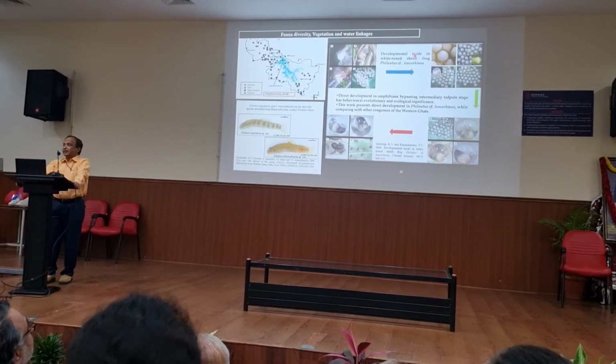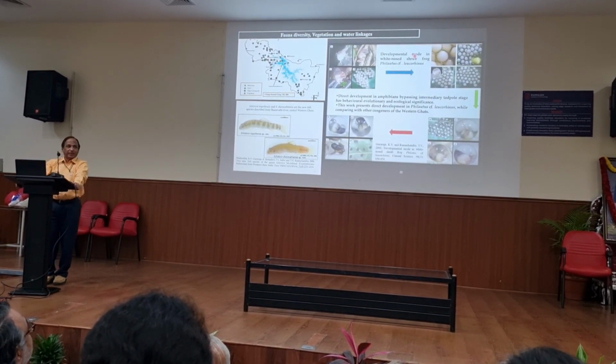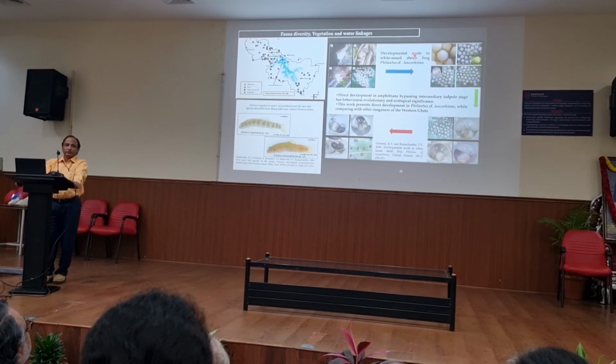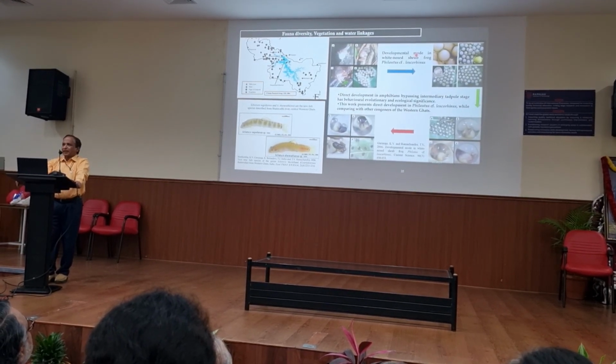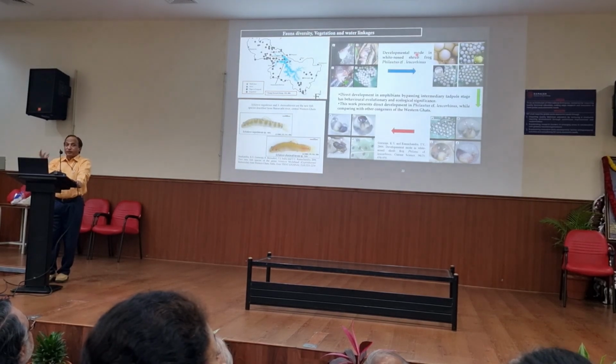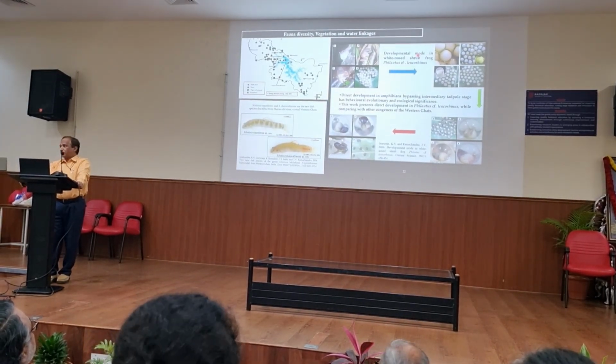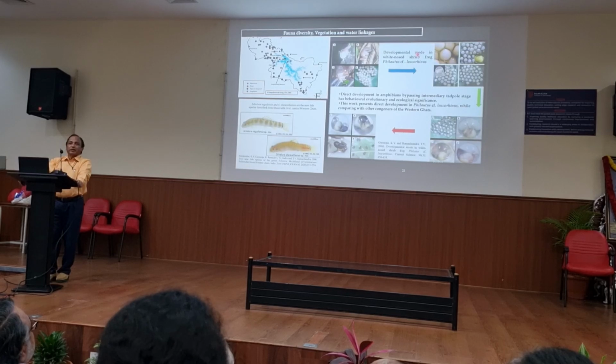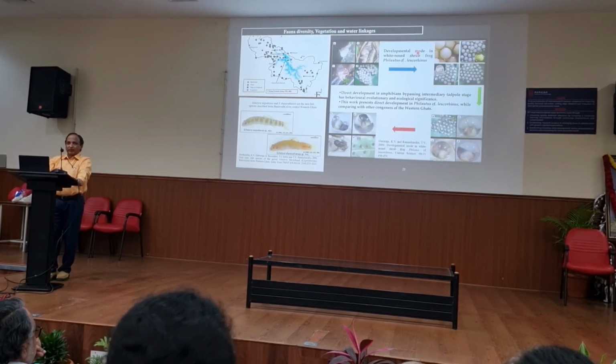Because there are 2 stages in the life cycle. The first stage, the juvenile or tadpole stage, is in the water, while the next stage, the adult stage, is on the land. Now, if there is no water, what will happen to the tadpole? The tadpole will not survive. In such a case, the frog will not be there.